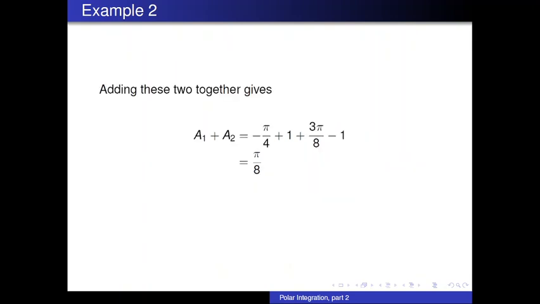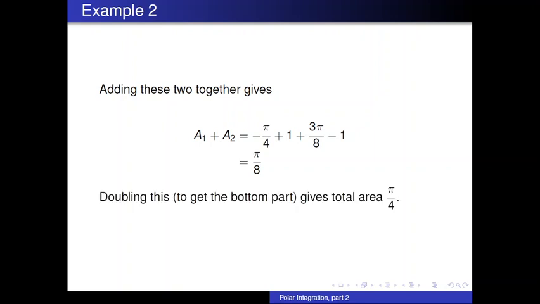So now let's add these two together. What do we get? For the first piece, we had minus pi over 4 plus 1. And for the second piece, we had 3 pi over 8 minus 1. So the 1 and minus 1 cancel, and we're left with just pi over 8. But then remember, we only ultimately found the area of half of that region because there was the bottom portion too that we decided to just neglect because we could get it by symmetry at the end, which we'll do right now. So we'll double what we have here, and we get the total area in question is pi over 4.